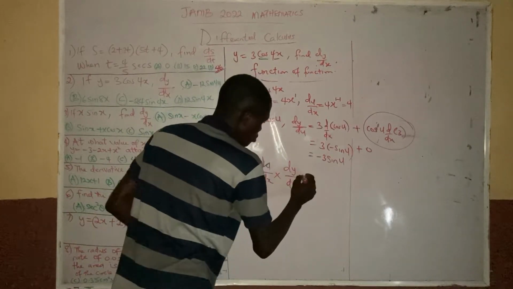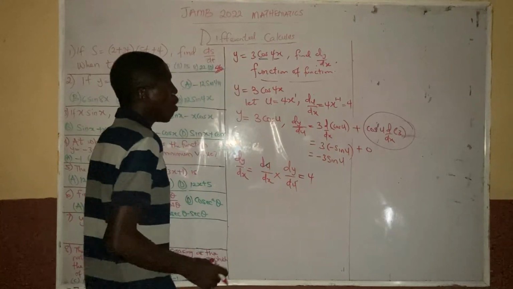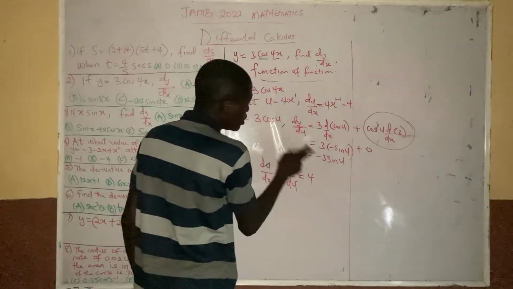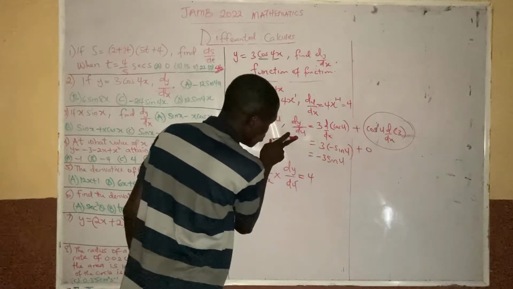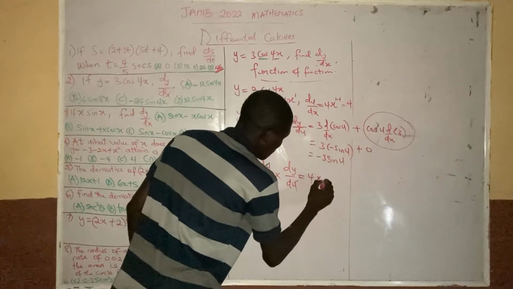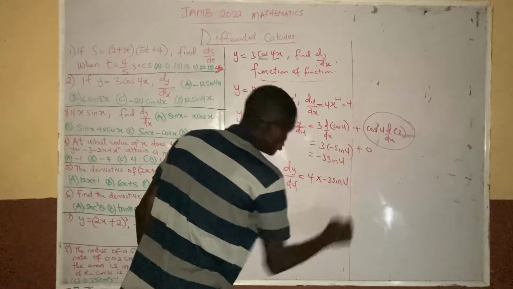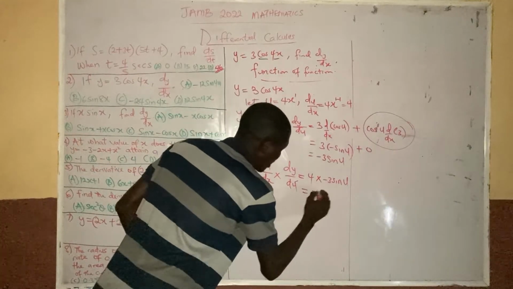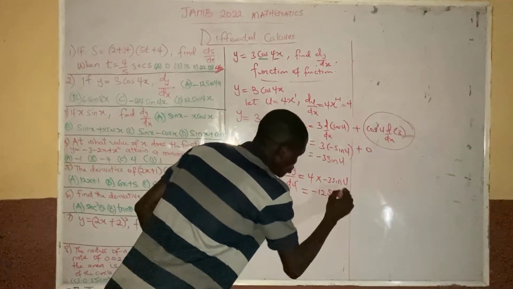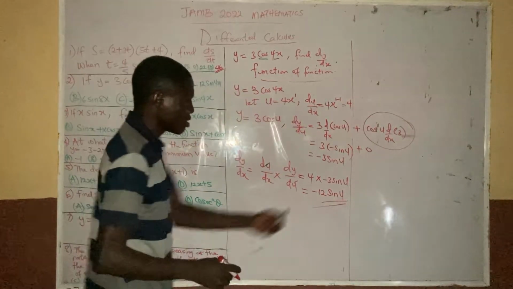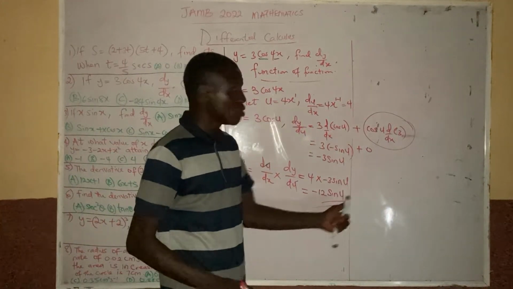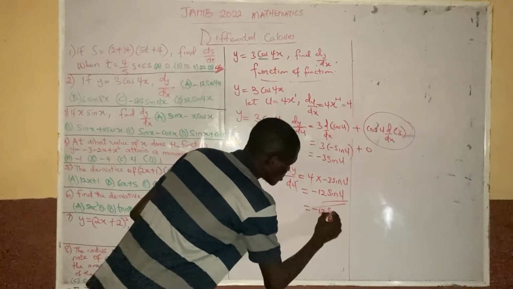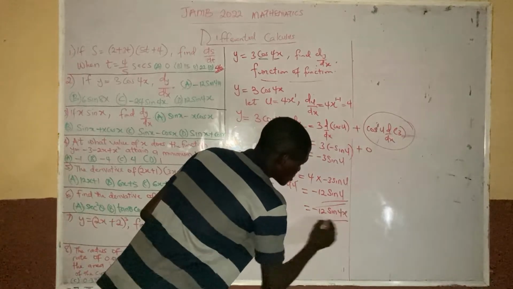So now let's leave that one and just substitute what your du is. So we have du/dx is 4. And your dy/du is minus 3 sine u. So the final answer is 4 times minus 3, which is minus 12 sine u. Final answer. So what is u? u is 4x. So we have minus 12 sine 4x.